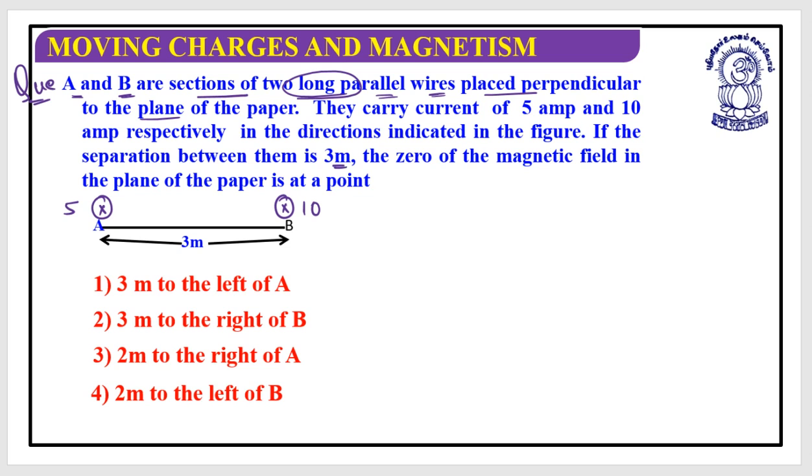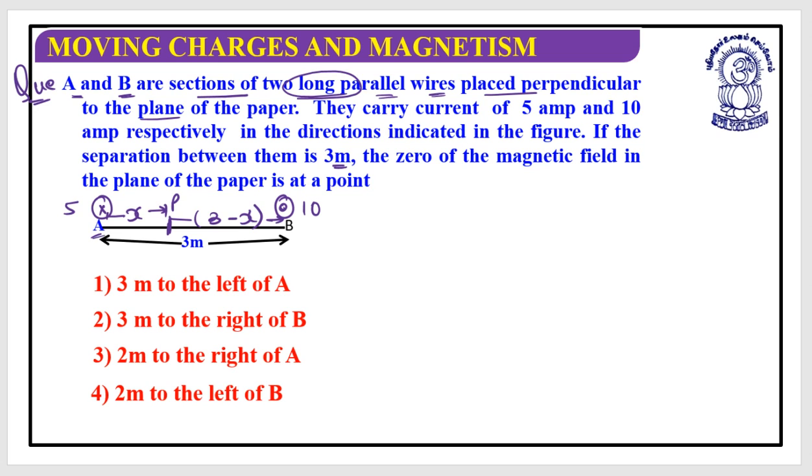If the separation between them is 3 meter, the zero of the magnetic field in the plane of the paper is at a point of yes. One of them should be outside the plane of the paper, and then you can have a zero magnetic field. Great. So how should I do this? First find out, let's assume that this is X, where the magnetic field is 0. If it is X, this must be 3 minus X.